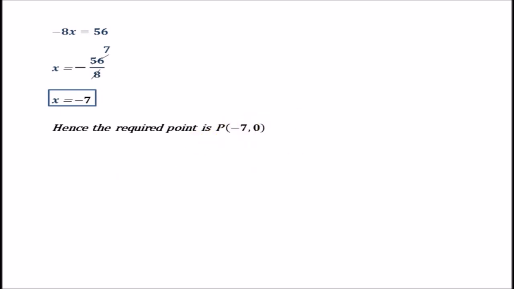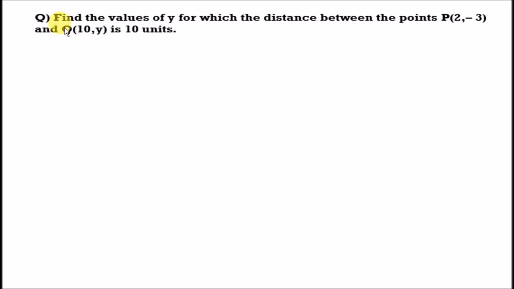Next question is: find the values of y for which the distance between the points P (2, -3) and Q (10, y) is 10 units.